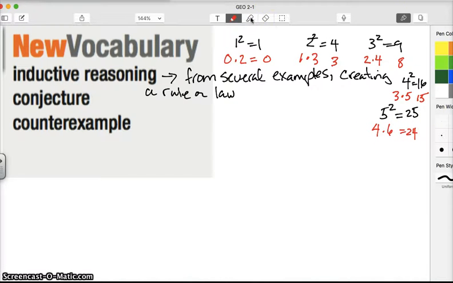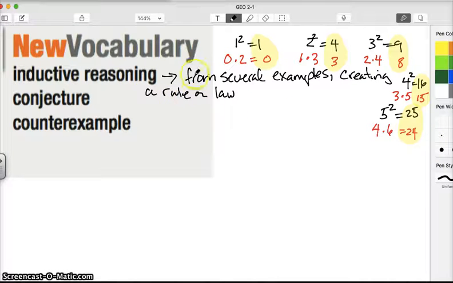So what I'm hoping you see, you hear my voice getting more excited, is the relationship here between the perfect square and the product of the numbers on either side of that perfect square: the product is always one less. And so I now have several examples, and from these examples I might inductively reason that this is always going to happen.